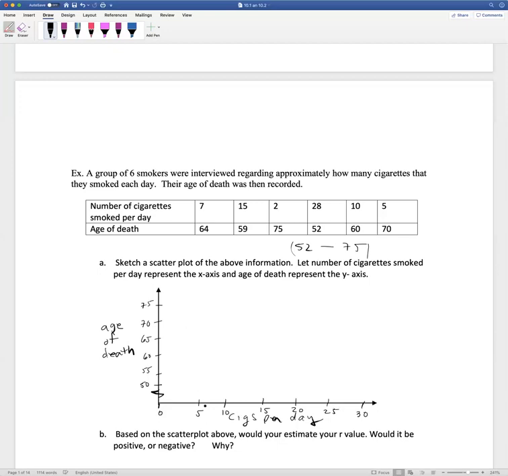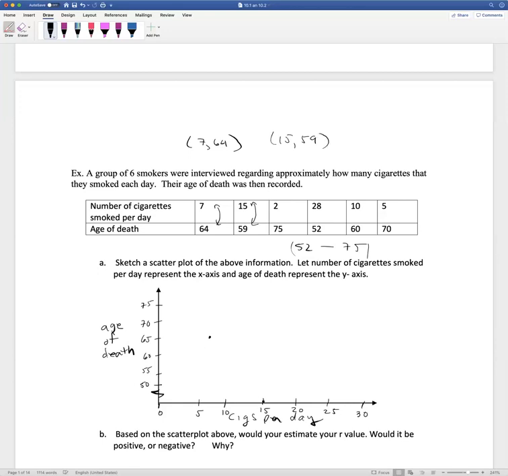Okay, so x-axis cigarettes per day, y-axis age of death. Let's graph these ordered pairs. Let's take a look at this first. The number of cigarettes smoked per day is 7 and the age of death is 64. That corresponds to the ordered pair (7, 64). So I'm going to go over here to 7 and then 64, and let's drop a point right there. Let's take a look at (15, 59).